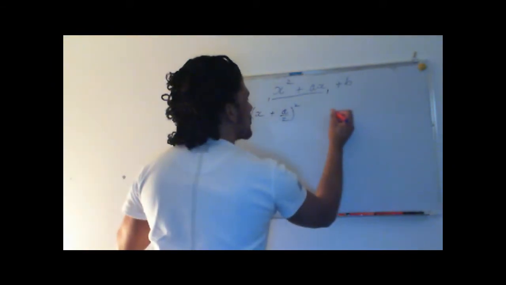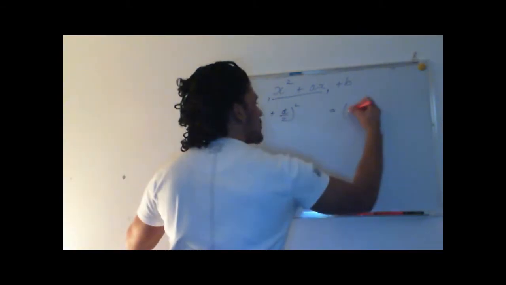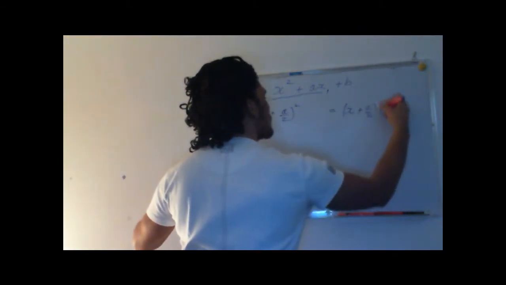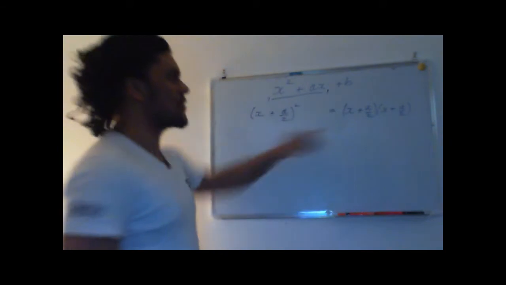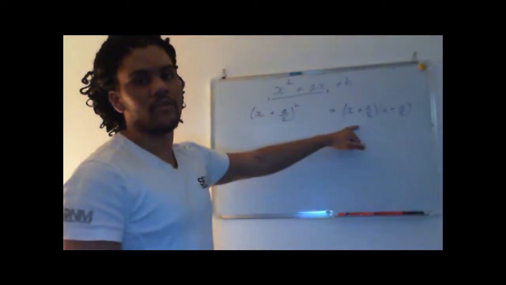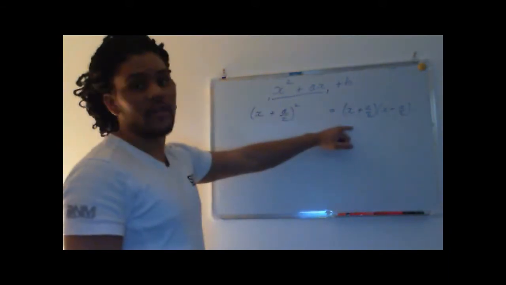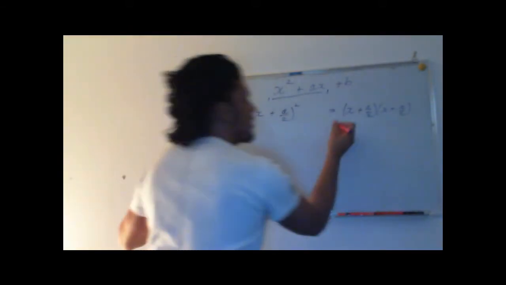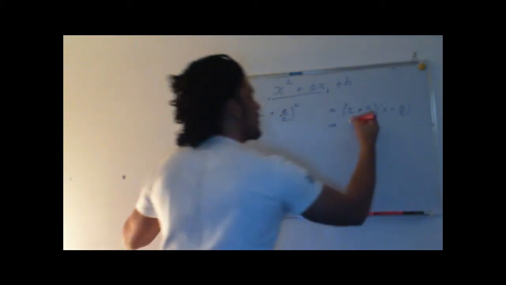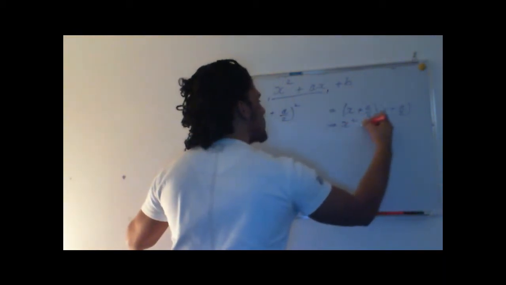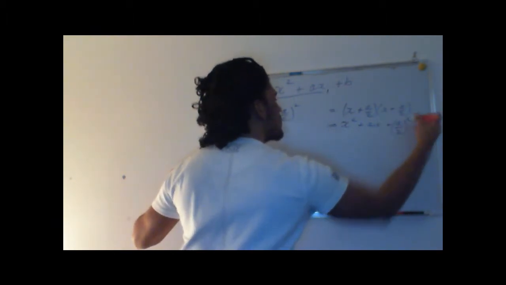Now if we multiply out these brackets, we've got x plus a over 2 times x plus a over 2. If you want to see how to do that, I've done it in another video on multiplying out brackets. I'm going to skip a bit of calculation here to save time, but you might want to work through that multiplication yourself. What you get is x squared plus ax plus a over 2 squared.